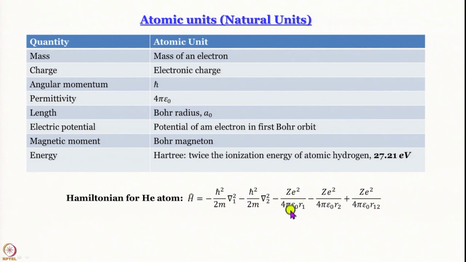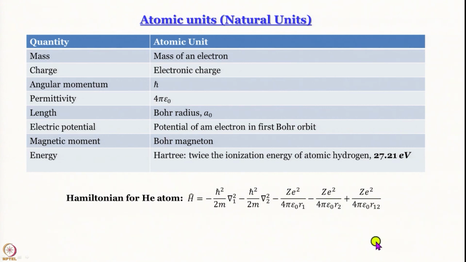E is set to 1, 4 pi epsilon 0 is 1. So, you are left with minus z by r1. Similarly, in the fourth term you are left with minus z by r2. But do not forget that e square is there, 4 pi epsilon 0 is there. It is just that we write in atomic units, so we do not put those in. But if you want to calculate actual energy, we will have to incorporate all those once again.